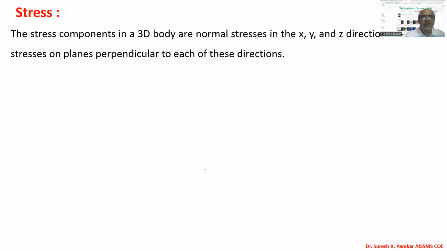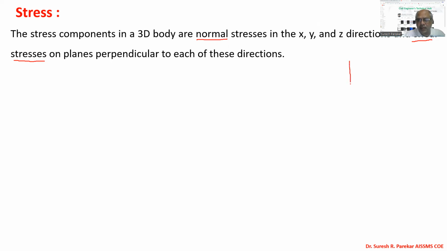The stress we know is resistance upon area. The stress components in a 3D body are normal stresses in the X, Y, Z directions, because the stresses which are perpendicular to the plane we are going to say are normal stresses, and the stresses which are in the plane we are going to say are shear stresses. So we have 3 shear stresses and we have 3 normal stresses.